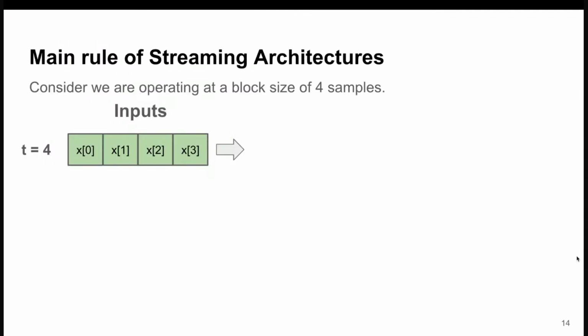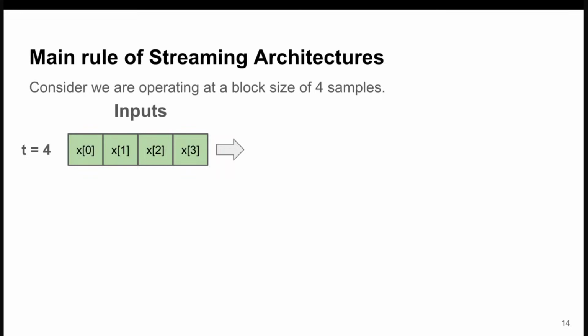So what I'm going to share right now is the main rule of streaming architectures. This is the way we call it. And this works exactly in the same way when we have a DSP algorithm running in real time. Let's think that we have our system, and our system processes audio in chunks of only 4 samples, because it's easy to depict here in the presentation. So we have an input of 4 samples. At t equals 4, we have the inputs x0 to x3.